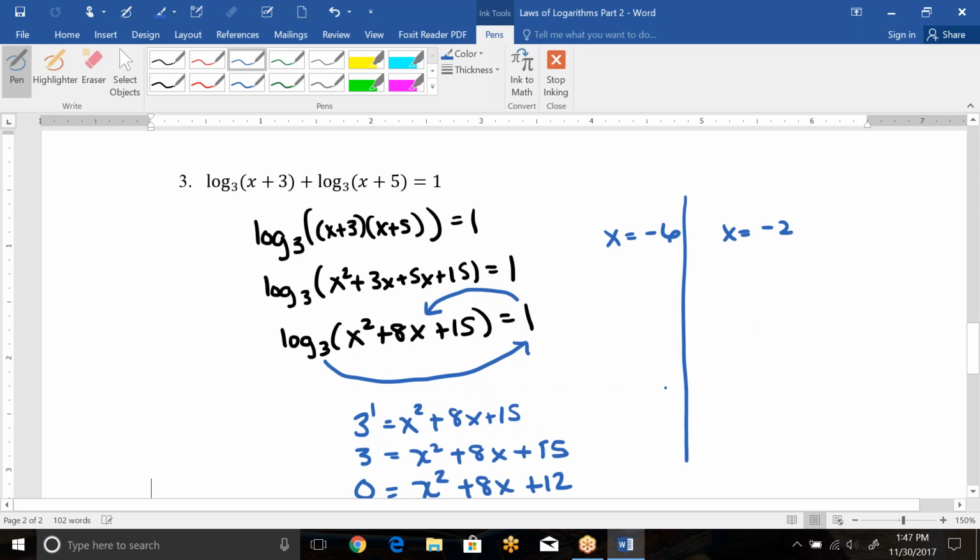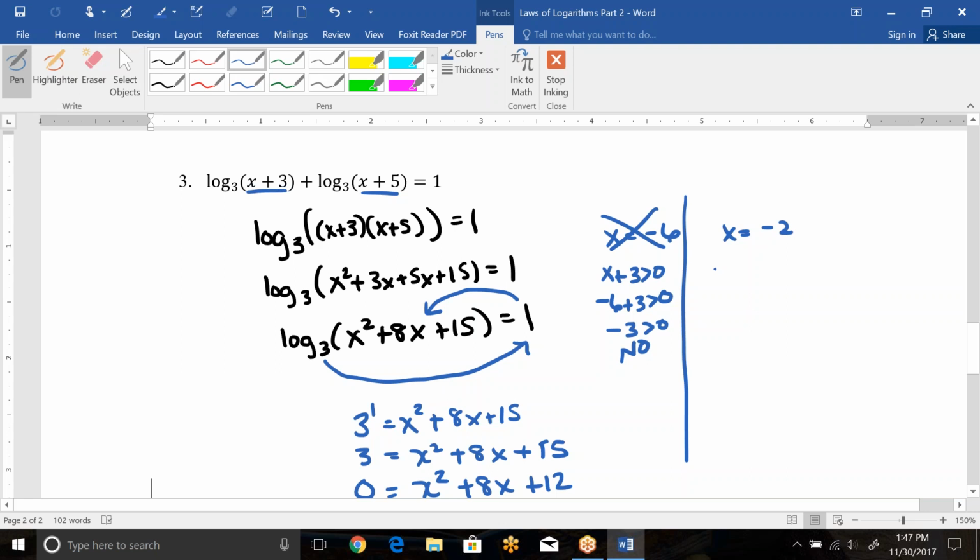So I'm going to do the check for each one. I have two arguments here, x plus 3 and x plus 5. One is not an argument, it's not inside of a log. So I need x plus 3 to be greater than 0. Negative 6 plus 3 is negative 3. That is a no. As soon as one of the arguments fails, this is done. x equals negative 6 is not a valid solution. Both arguments have to pass for it to work.